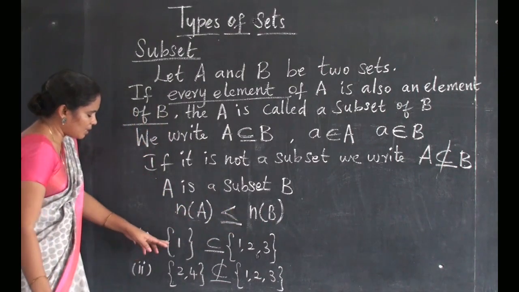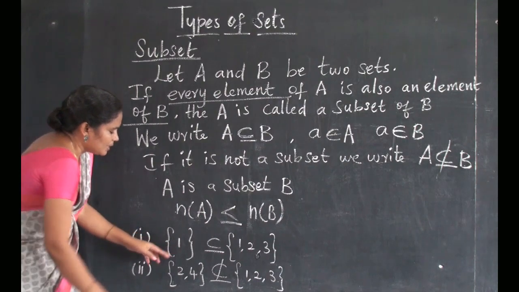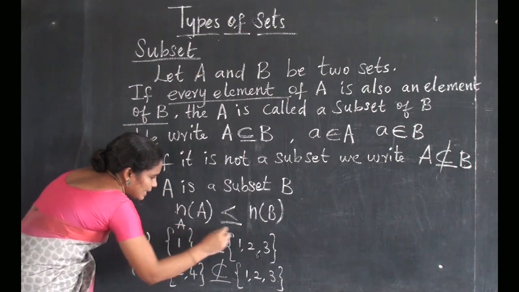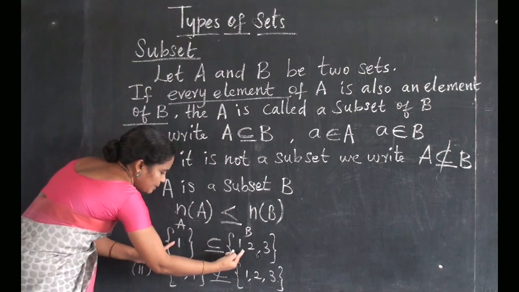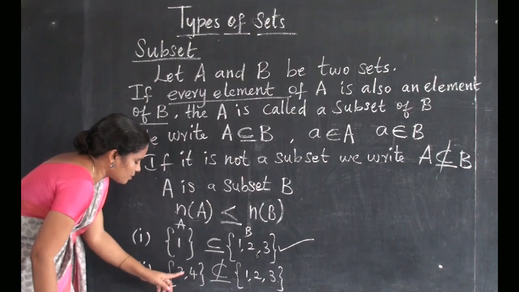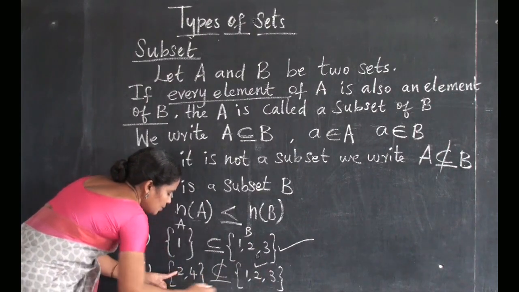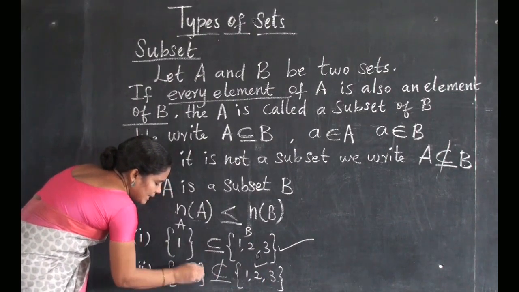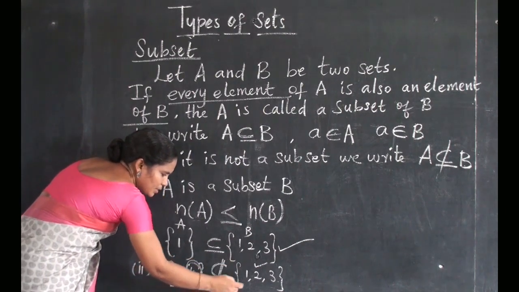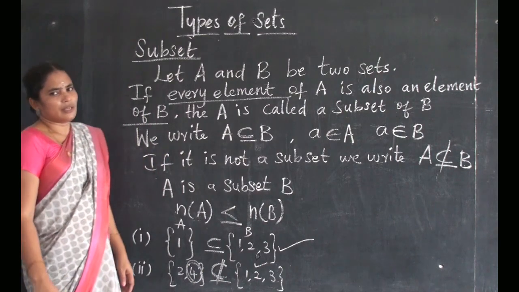For example, here we have {1}. {1} is a subset of B. If we take A and B, {1} is a subset of B, so it is a subset. Here we have {2, 4}. 2 is here, but we don't have 4. So {2, 4} is not a subset of {1, 2, 3}.